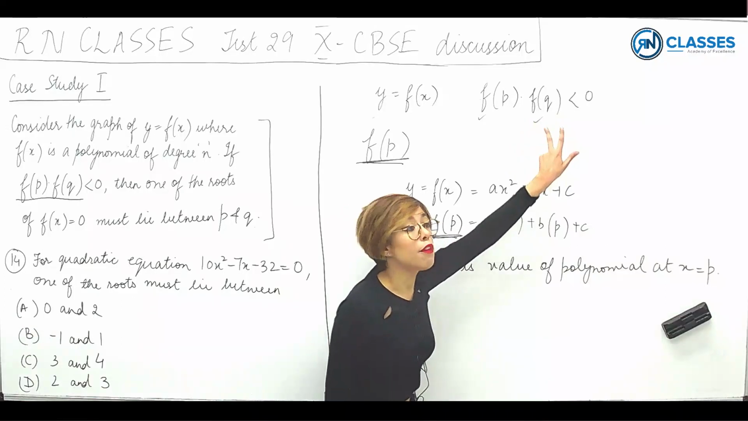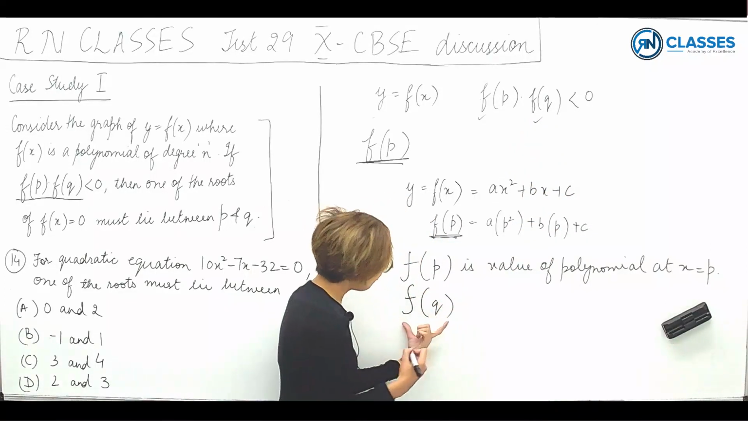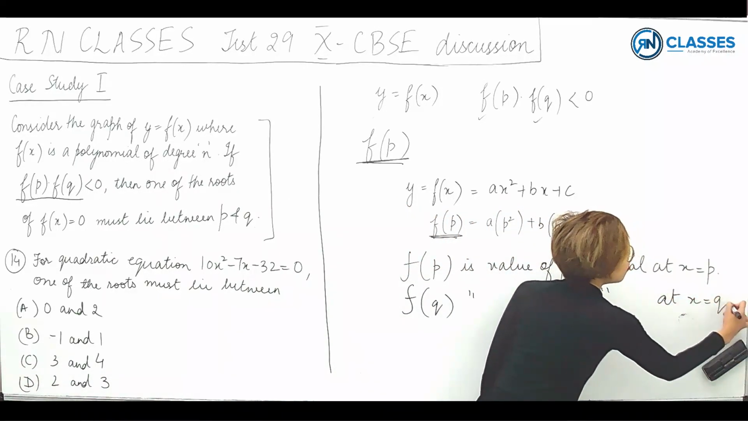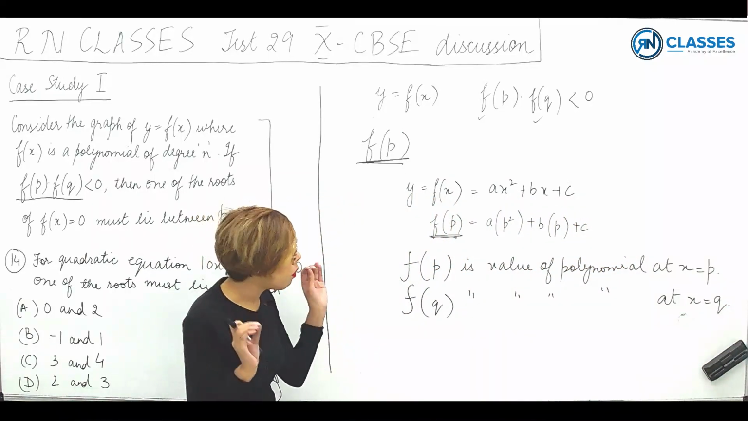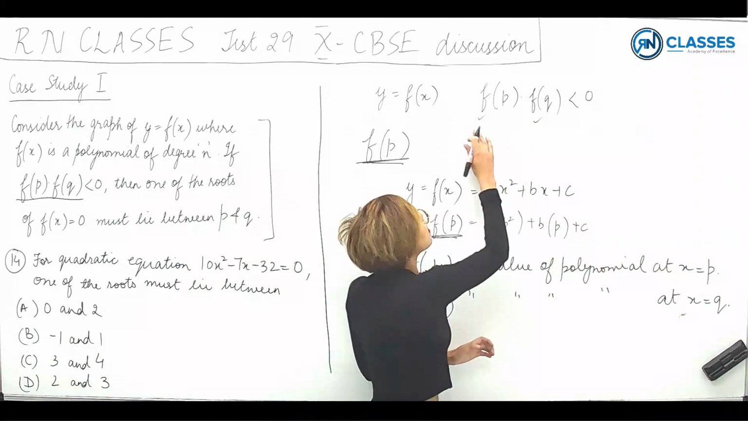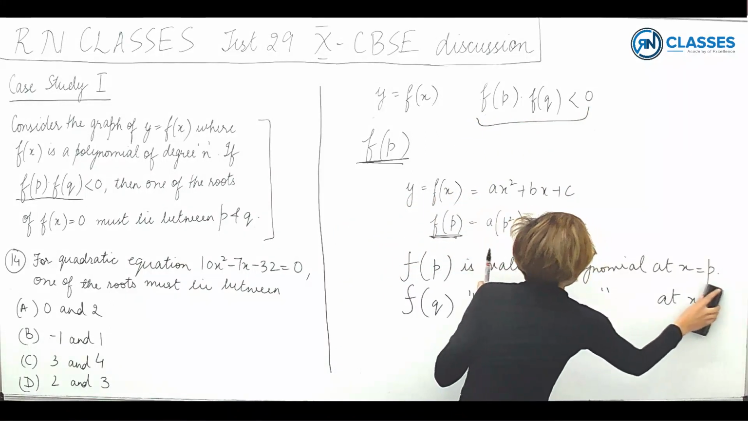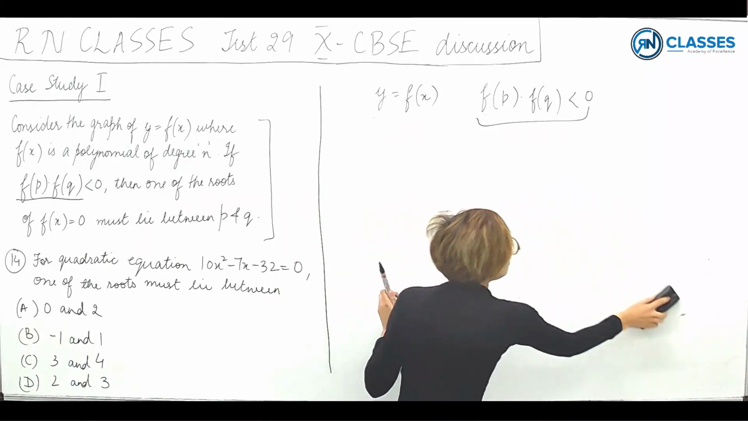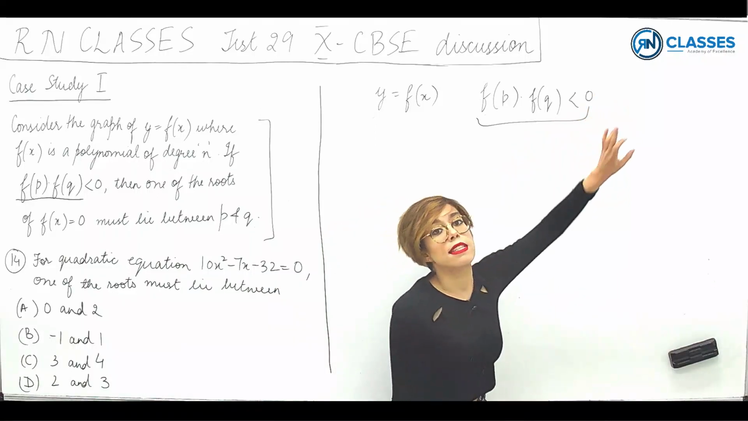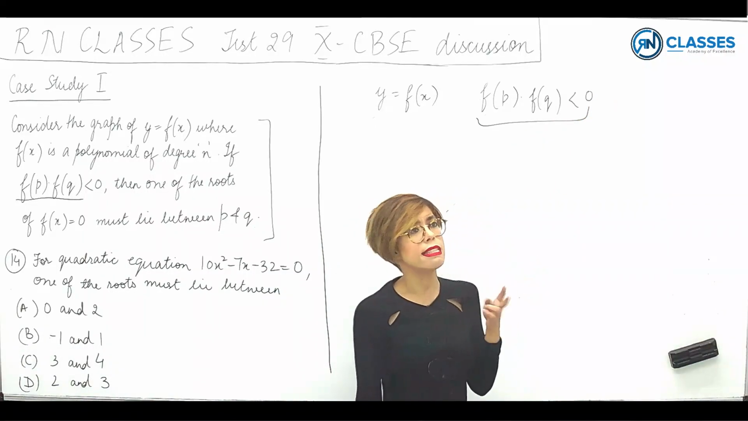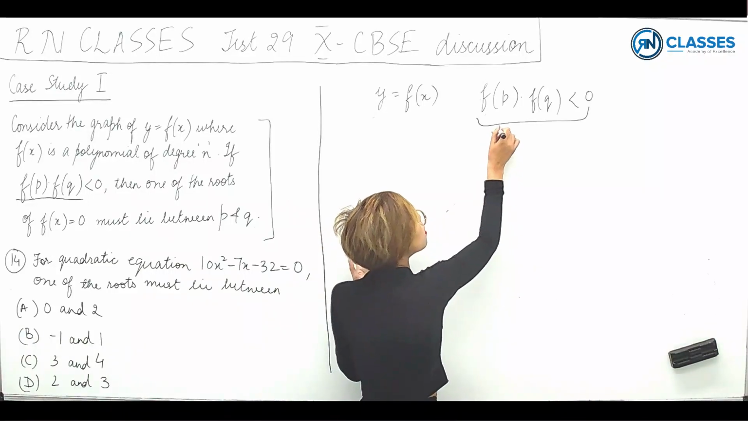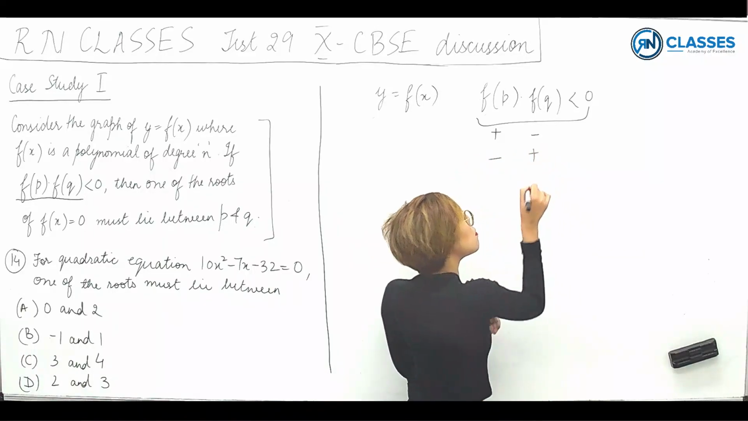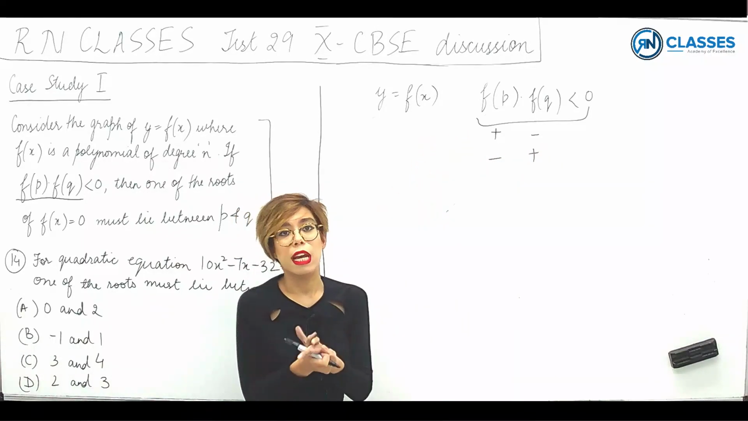Now can you tell me what f of q means? Similarly, f of q is the value of the polynomial at x equal to q. Okay, so now I understand the individual terms. Now let's try to understand this condition. Now he says the product of two quantities is less than 0. Product of two quantities is negative. That means either the first is positive and the second has to be negative, or the first is negative and the second has to be positive. These are the only two scenarios in which that is possible.